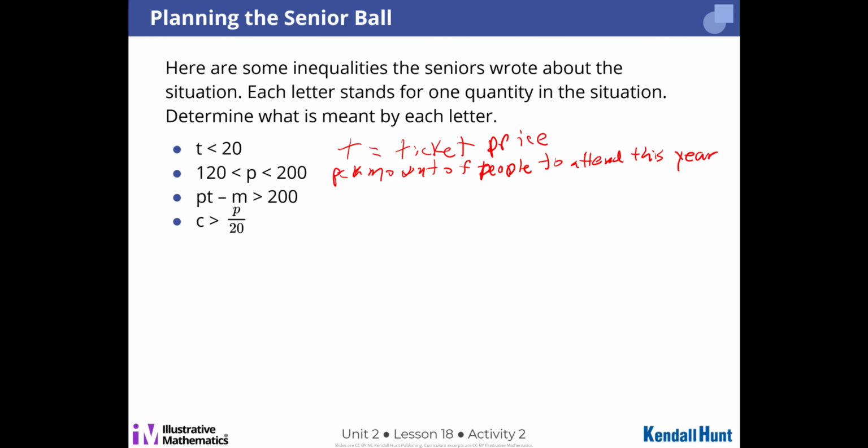PT minus M is greater than 200. This means the total amount collected from ticket sales. So PT, let's just make sense of that. It is the amount from ticket sales, and M is the cost of meals.